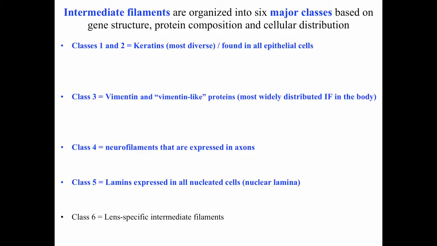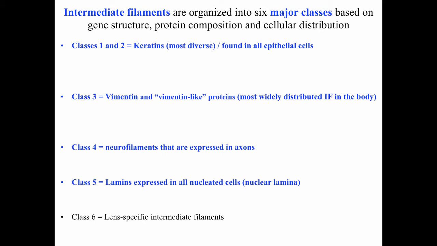Intermediate filaments can be organized into 6 major classes that are based on gene structure, protein composition, and cellular distribution. This is a fairly complicated slide. I've put in blue font what I think is important for you to remember vis-a-vis intermediate filaments. Now there are 6 classes, as we said.